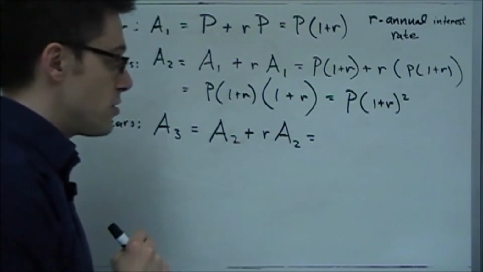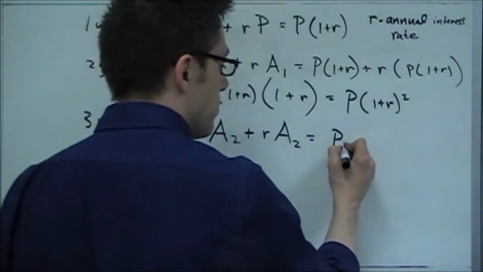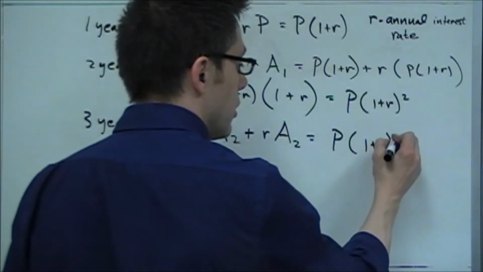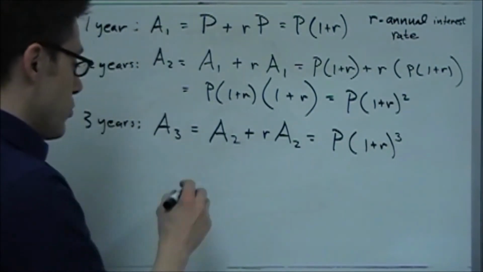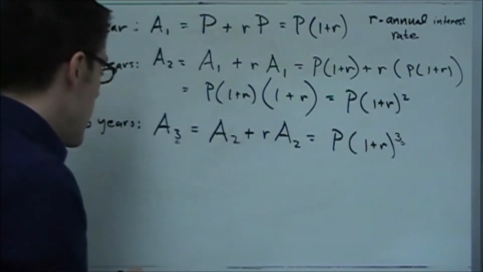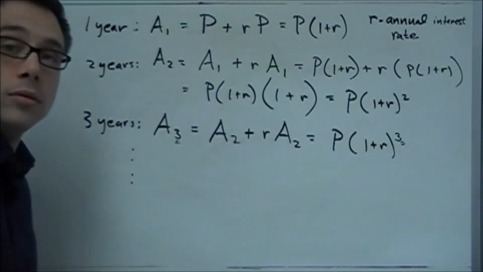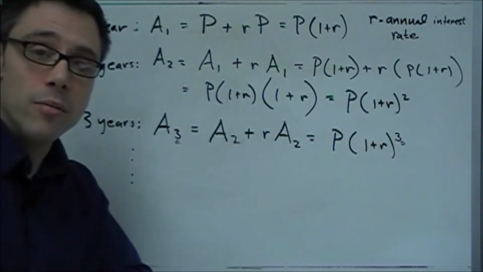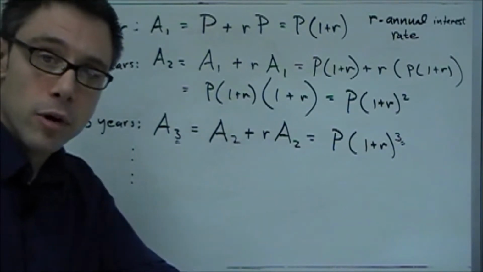You should double check that this is true. But you get something like this. You get P times (1 plus R) cubed. Notice there's a relationship between this 3 here and this 3 up here. Okay? And you'll see that the pattern will continue. As you go on and on, there's a pattern emerging here, which means there's a formula emerging.